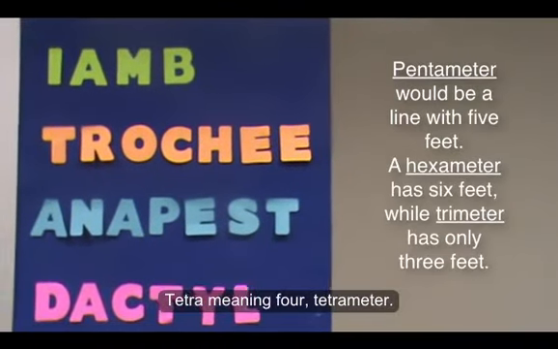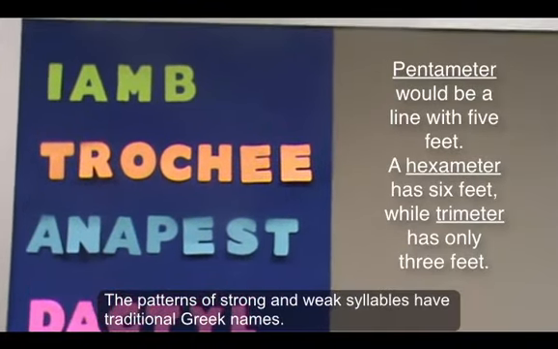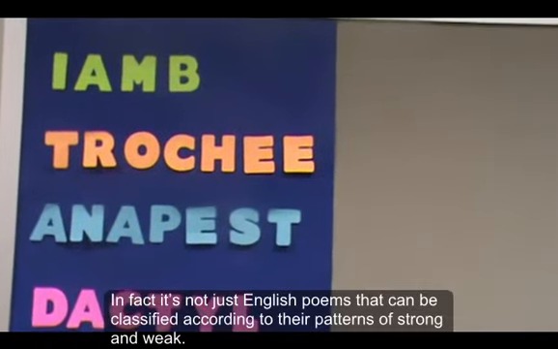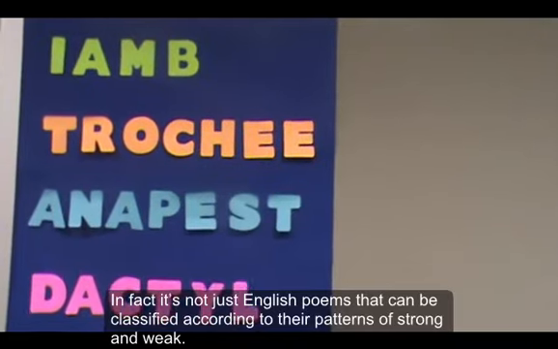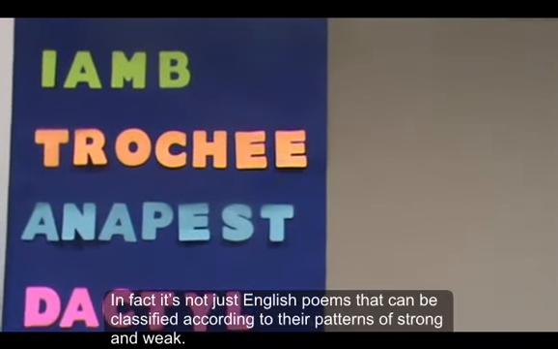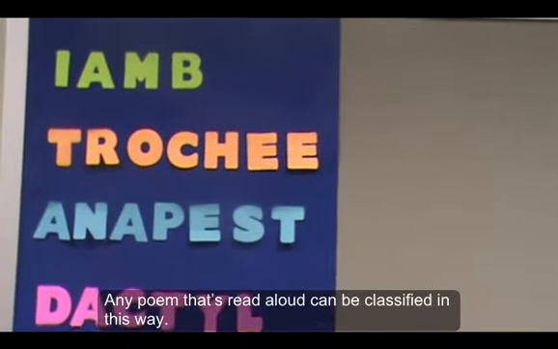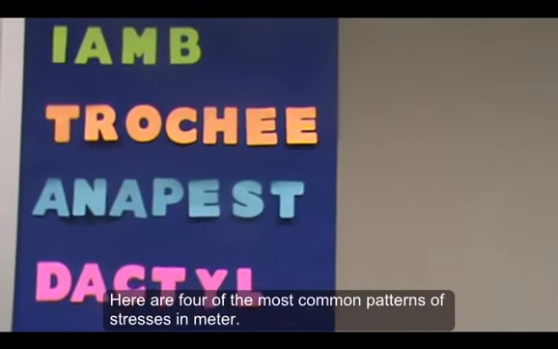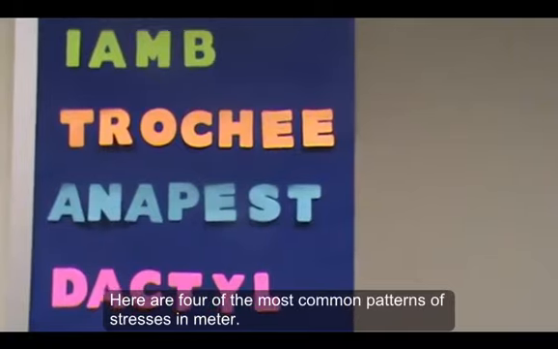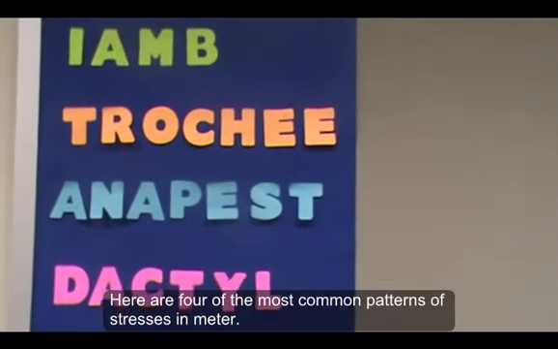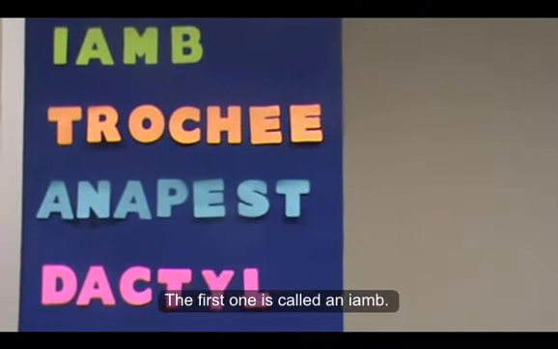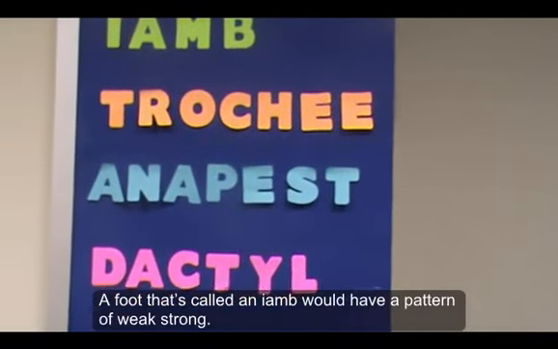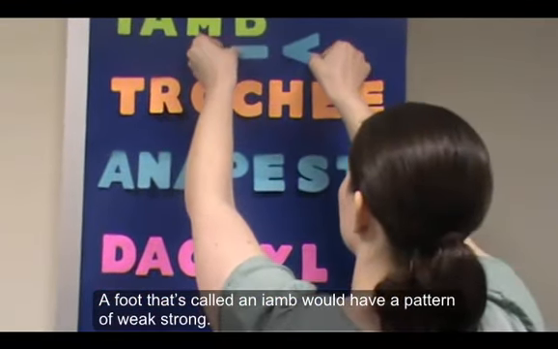The patterns of strong and weak syllables have traditional Greek names. In fact, it's not just English poems that can be classified according to their patterns of strong and weak. Any poem that's read aloud can be classified in this way. Here are 4 of the most common patterns of stresses in meter. The first one is called an iamb. A foot that has an iamb would have a pattern of weak, strong.